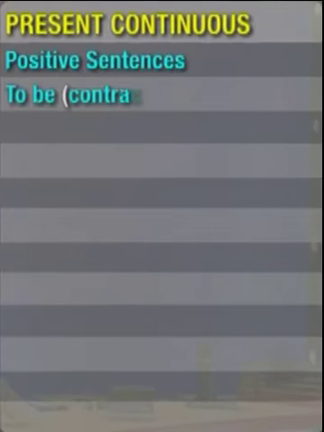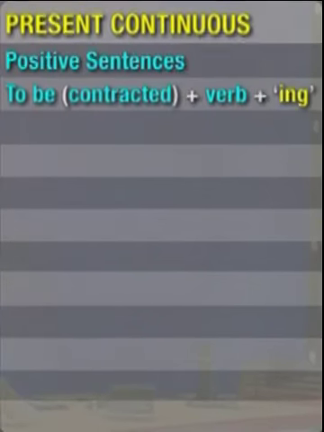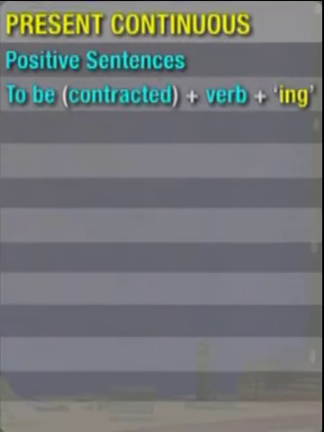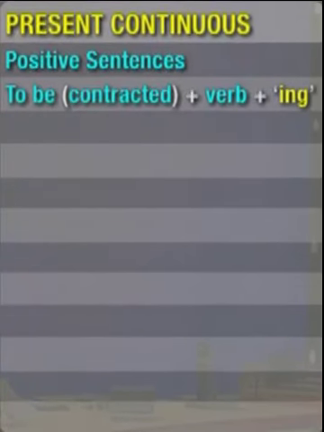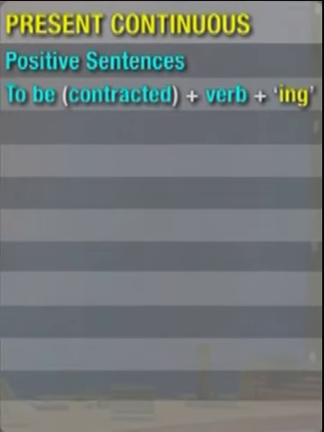Sentence, we use the verb to be. So, I am, you are, he is, she is, it is, we are, you are, they are. And then we take the verb and we add ing to the verb. So, it becomes, in the positive form, I'm reading.